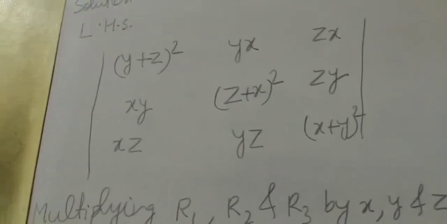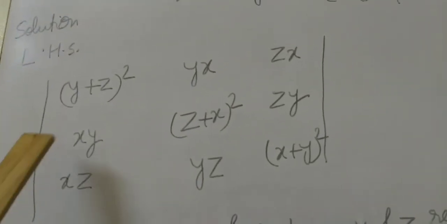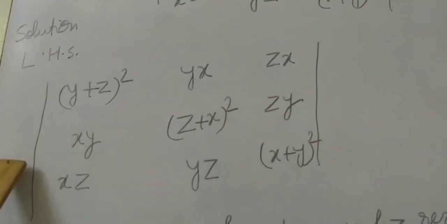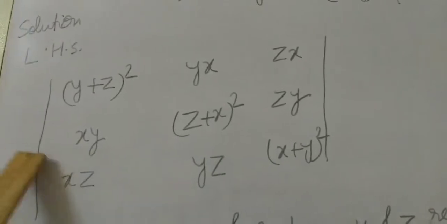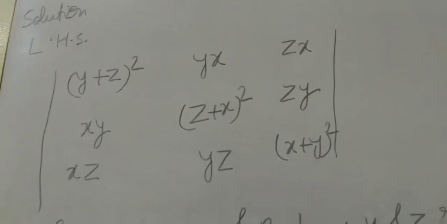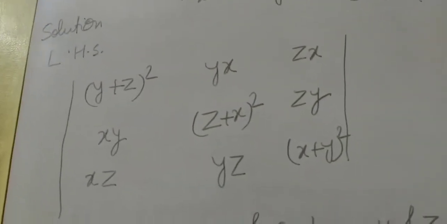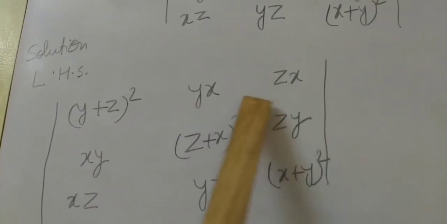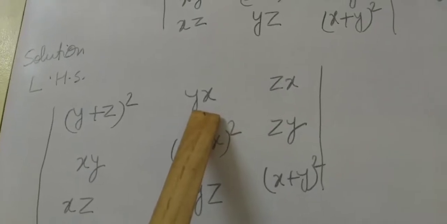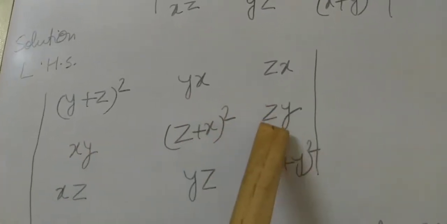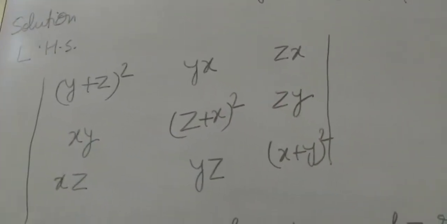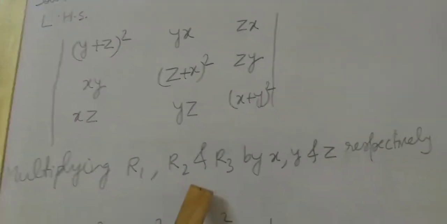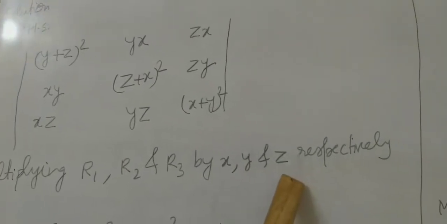To change them to square, I am going to multiply R1 by x, R2 by y, R3 by z. Why am I doing this? Because x frequency is more in R1, y frequency is more in R2, z frequency is more in R3. That's why, students, I am going to multiply R1, R2, R3 by x, y and z respectively.